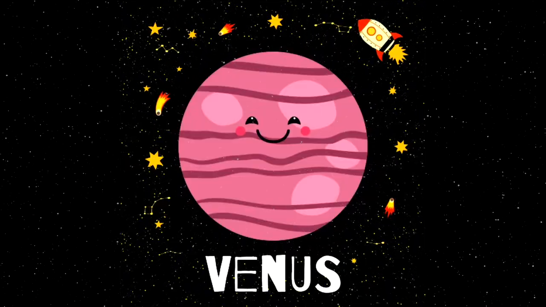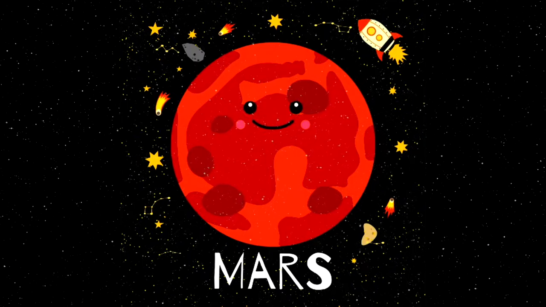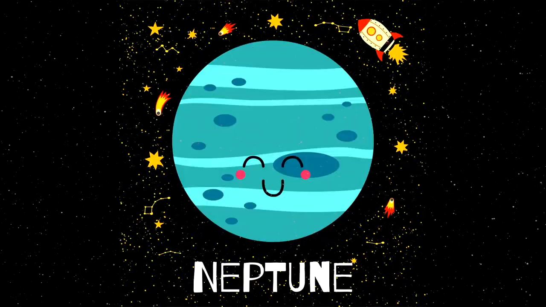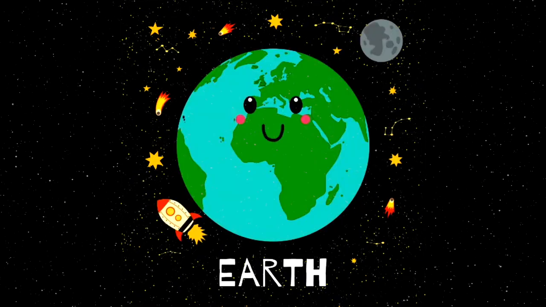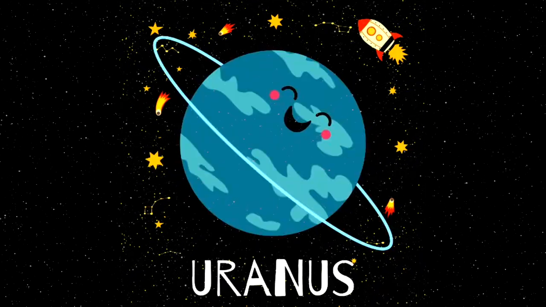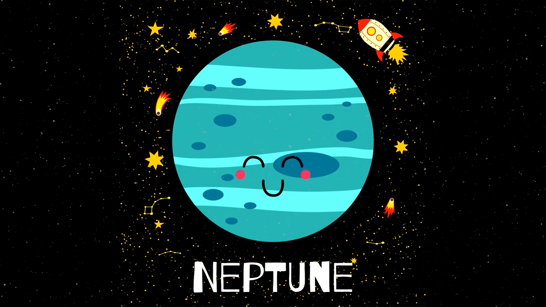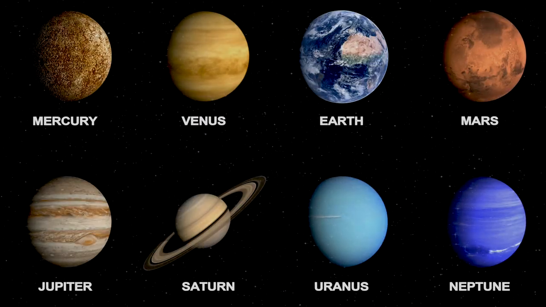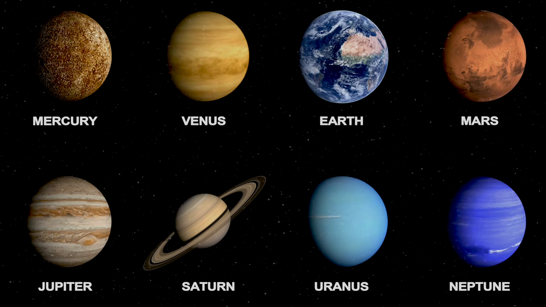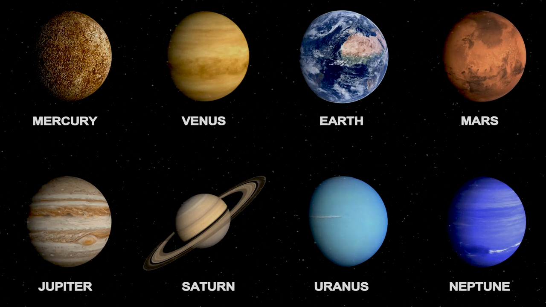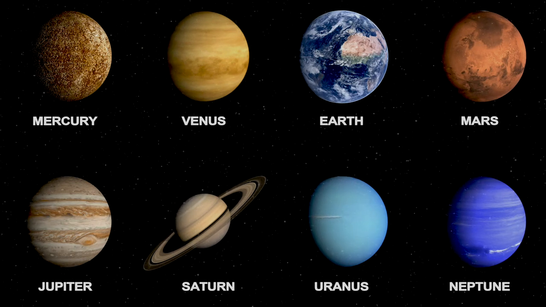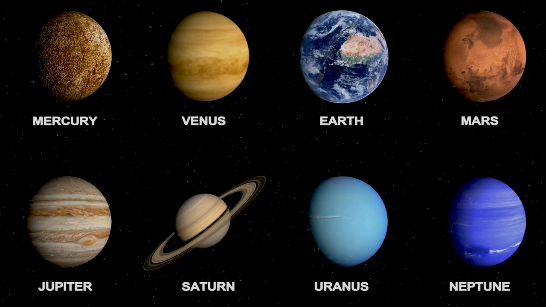Mercury and Venus, Earth and then Mars, Jupiter and Saturn, Uranus and last is Neptune. Mercury, Venus, Earth, Mars, Jupiter, Saturn, Uranus, Neptune.